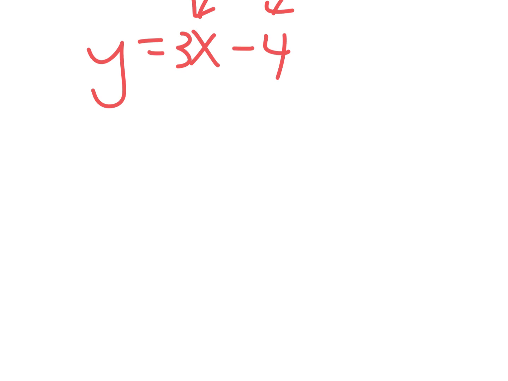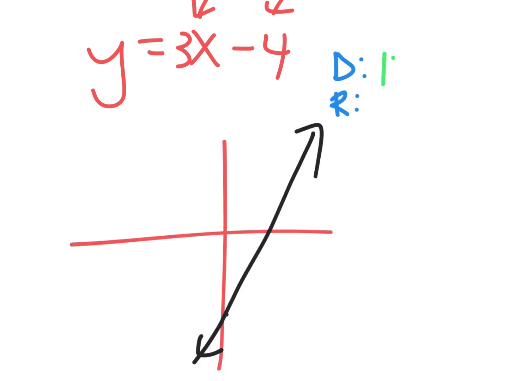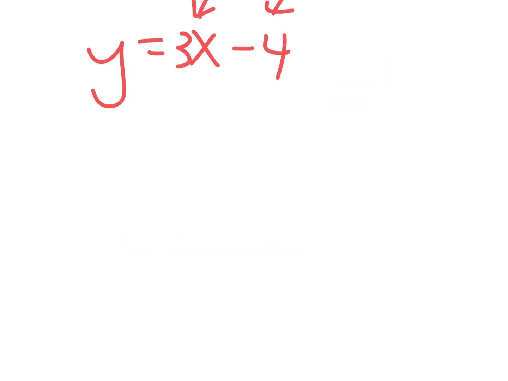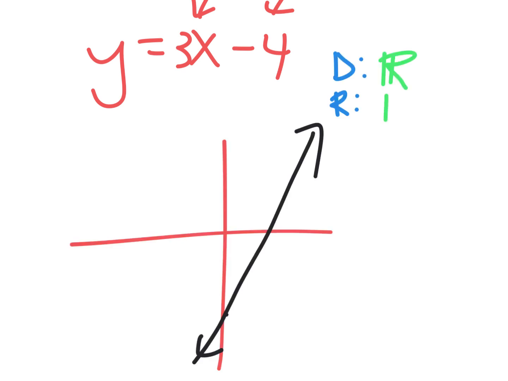Remember, domain is what the x's can be: how far it goes left and right, because that's x. Do you agree it goes all reals, left, right? Good. How about up, down? Also all reals. See why I gave you that shortcut? It saves me like 10 keystrokes every time I'd have to type parentheses, negative infinity, comma, infinity, parentheses.